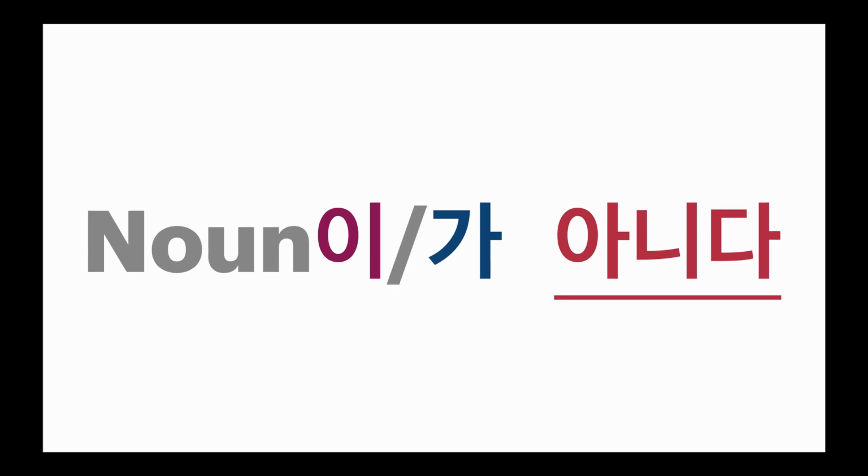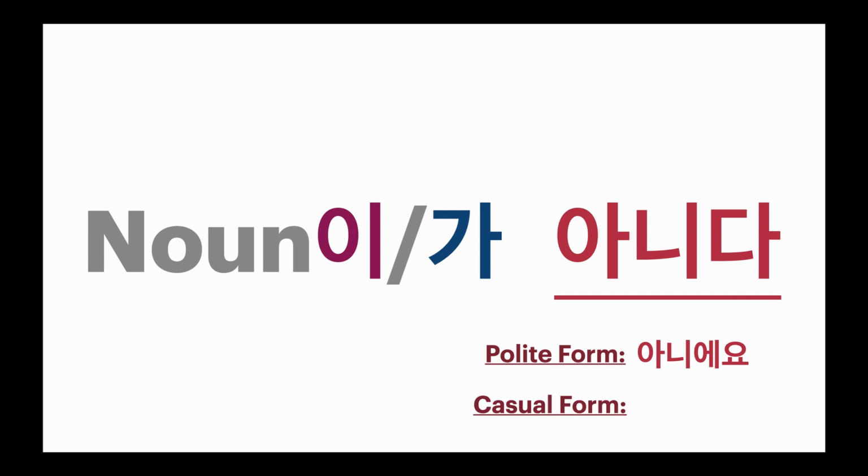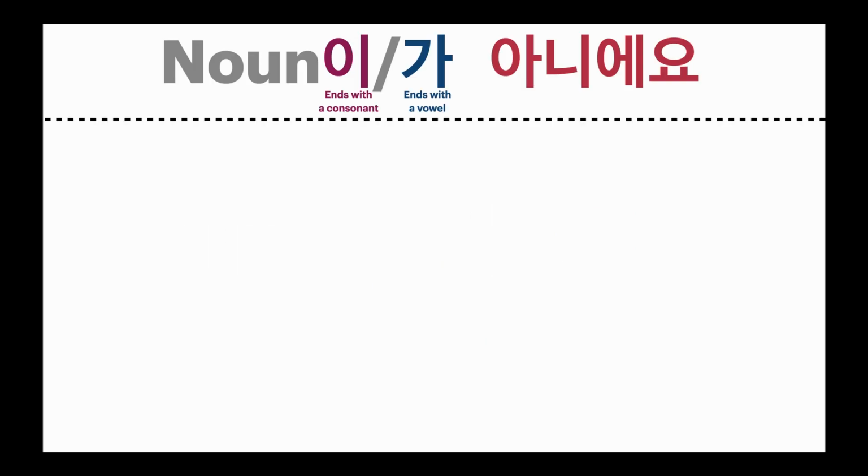아니다, like ida, is the plain dictionary form, so we need to learn how to conjugate it into polite or casual form. In polite form, 아니다 will become 아니에요. And in casual form, it will become 아니야. I'll be sticking to polite form throughout this whole video, but feel free to practice casual form if you prefer. So here's our pattern. Noun plus 이 or 가, 아니에요. And keep an eye out for the common spelling mistake of 아니에요.